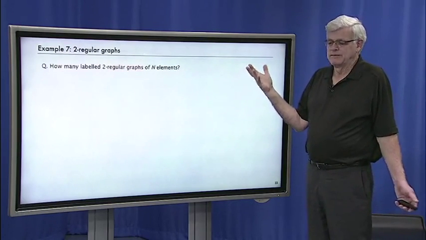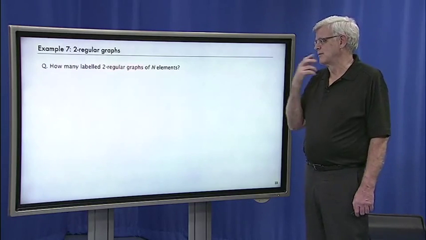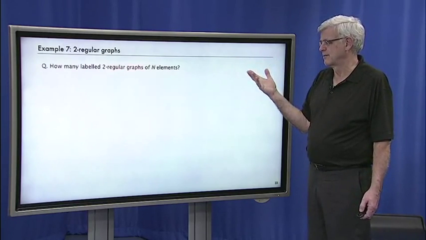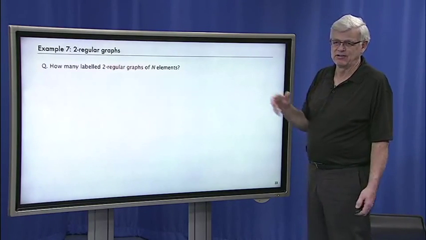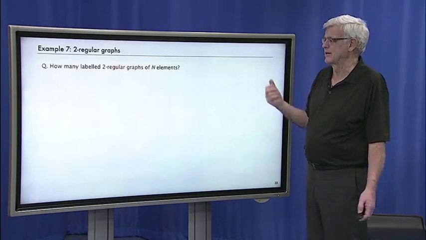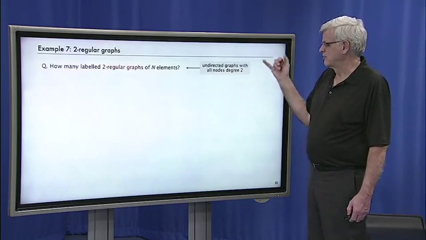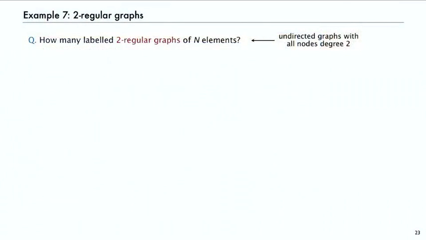Let's look at a much more complicated problem to deal with. This is called the two regular graphs. It's actually not at all more complicated through analytic combinatorics. So these are undirected graphs where all the nodes are degree 2. So every node of degree 2 essentially means it has to be a little circle. There's only one two regular graph of size 3. It's a little triangle. And there's only one way to label that one.